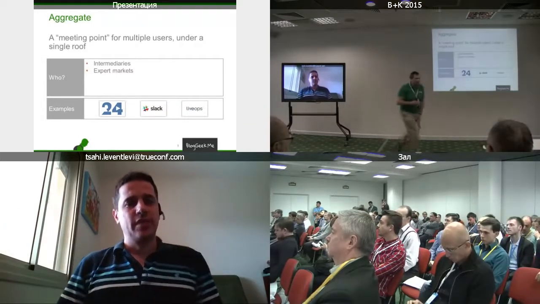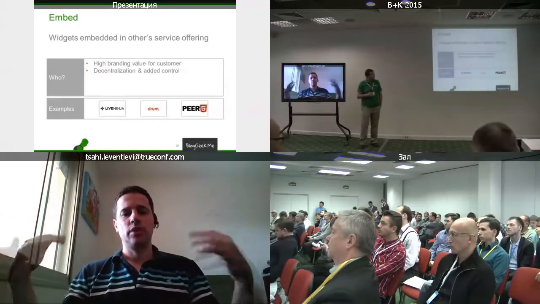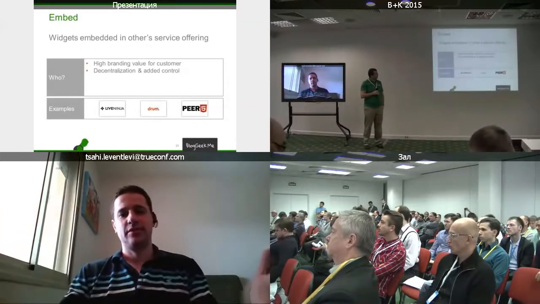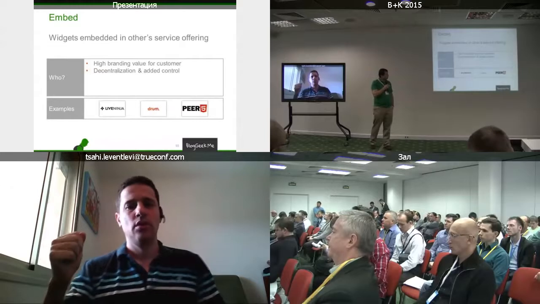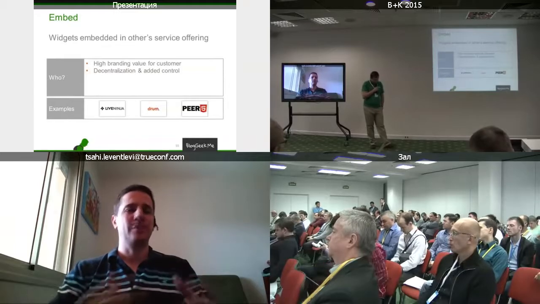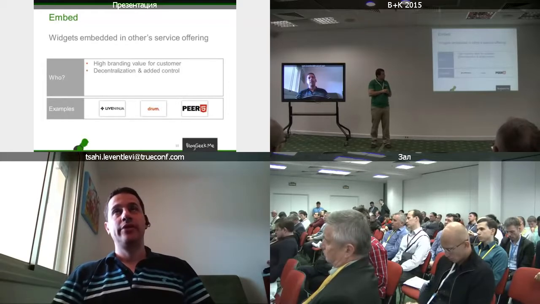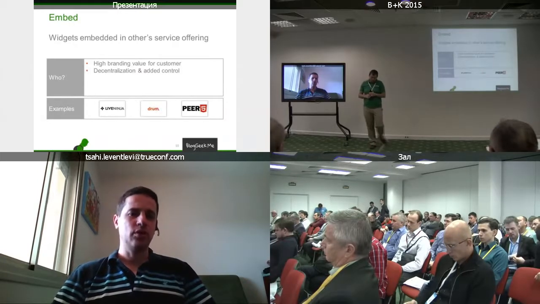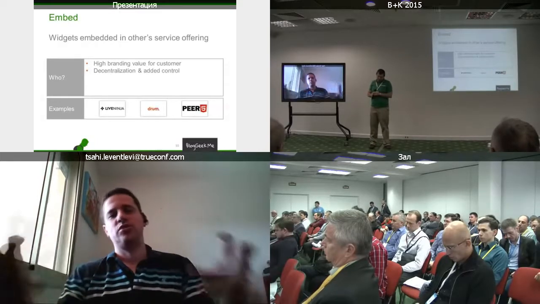So the last one is embed, and that falls directly at the opposite side of aggregate. What we're trying to do here is to embed someone's service on another service's offering. And that happens when there's a high branding value for the customer, or what you're trying to achieve is decentralization or an added control of the experience for the end user. So as an example, Live Ninja is a marketplace that a year ago was very similar to 24 Sessions, but in 2015 they switched. From now on, their first service is only an embedded one. You can take their widget and put it on your own website.